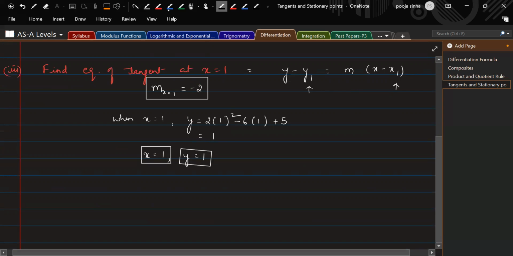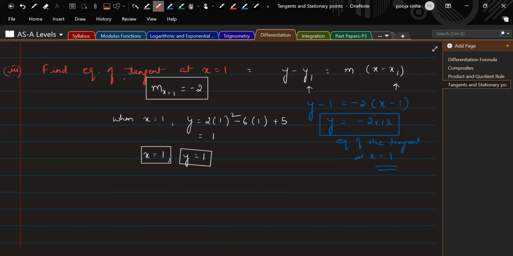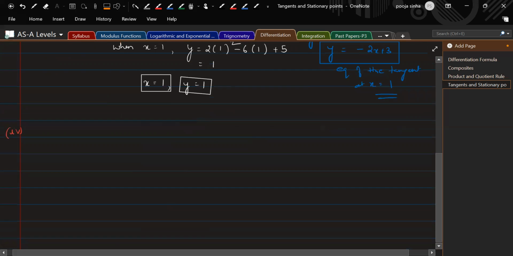Yeah. Okay, perfect. अब हम यहाँ पर, we now know everything. So y minus 1 is equal to minus 2 x minus 1? Yeah. Final answer क्या होगा? Y is equal to minus 2x plus 3. So this is the final answer. हमें क्या मिल गया? Equation of the tangent at x is equals to 1. Correct? Yeah. Right? Okay. Now, fourth type of question which was being asked from this.